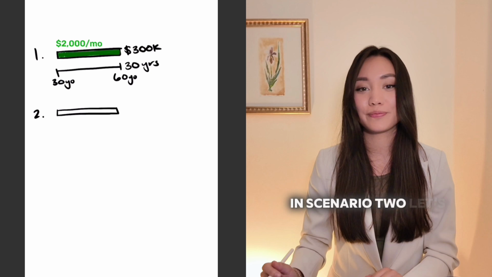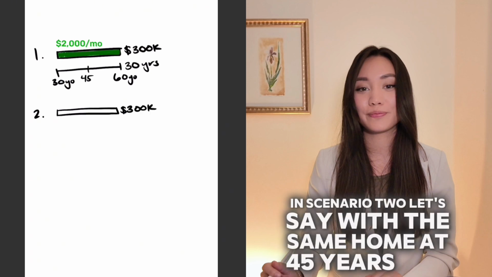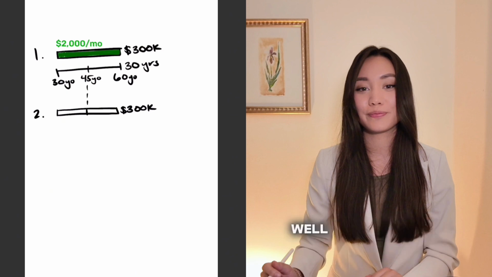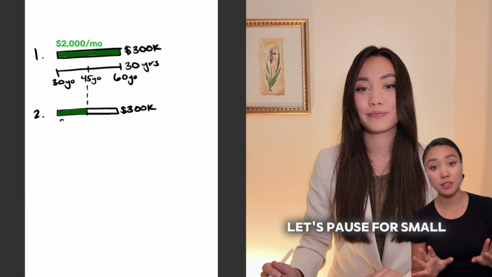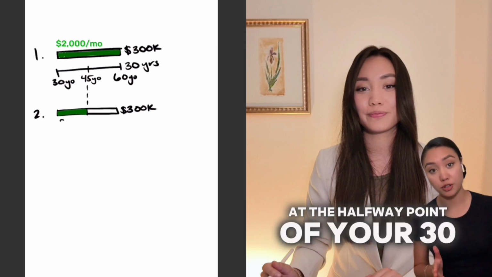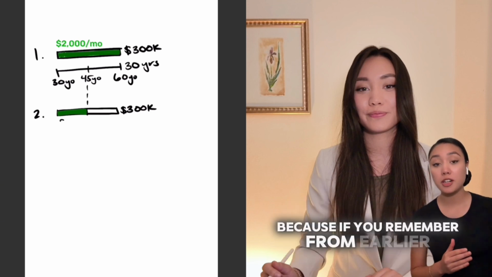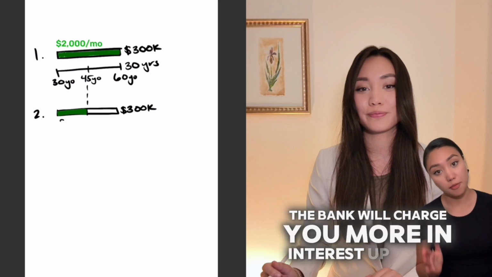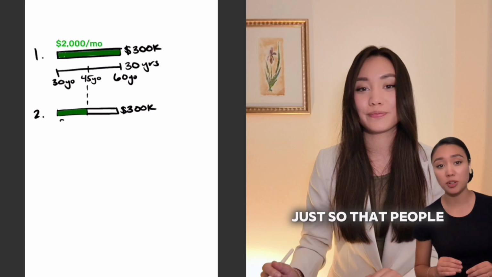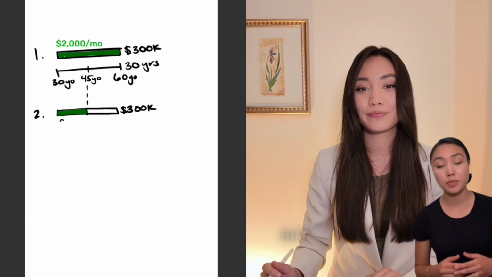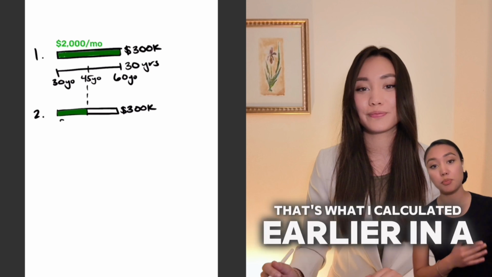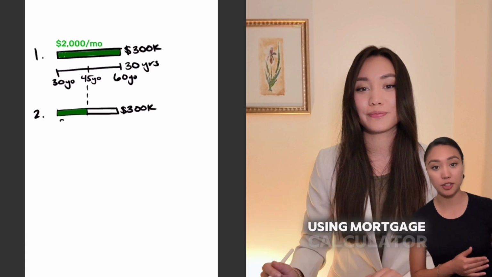In scenario 2, let's say with the same home at 45 years old, you have more kids and they need their own space, so you want to trade up your home. Well, you've paid off half your mortgage. Let's pause for a small detail. You likely won't have half your mortgage paid off at the halfway point of your 30-year mortgage, because if you remember from earlier, the bank will charge you more in interest up front. I kept the numbers and proportions really clean for this example, just so that people can get the concept much easier. But if you want to check how much of your principal would have been paid off, that's what I calculated earlier in a previous example using mortgagecalculator.com.